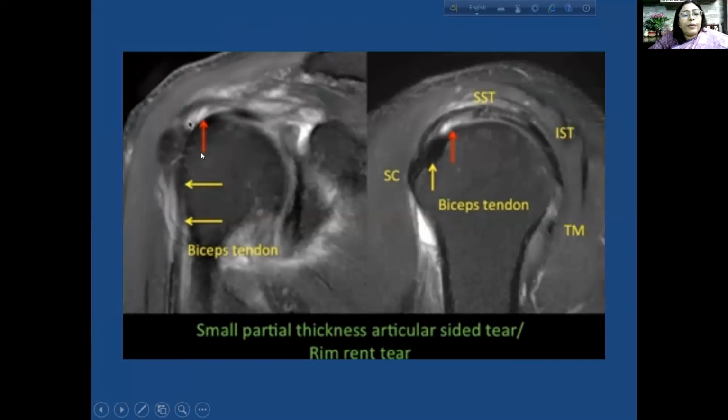This is the rim tear. This is a small articular surface partial thickness tear involving most of the anterior fibers of the supraspinatus, which is more evident in this edge image. This is very close to the biceps tendon.